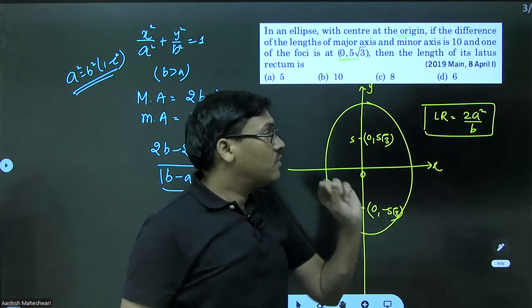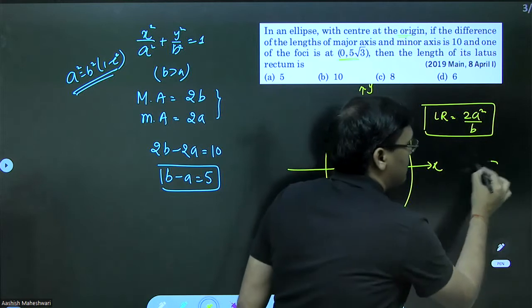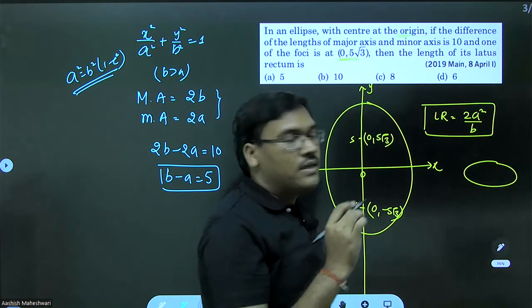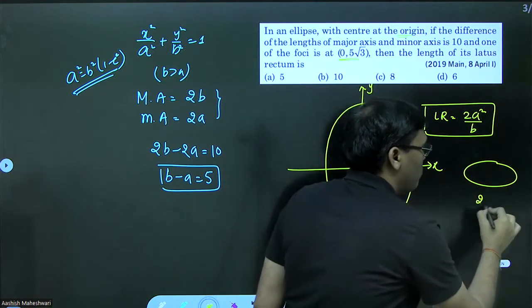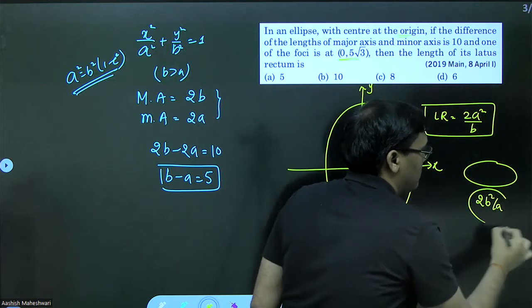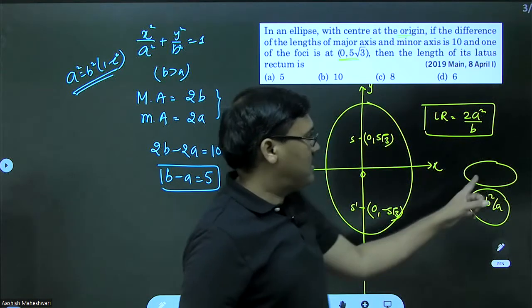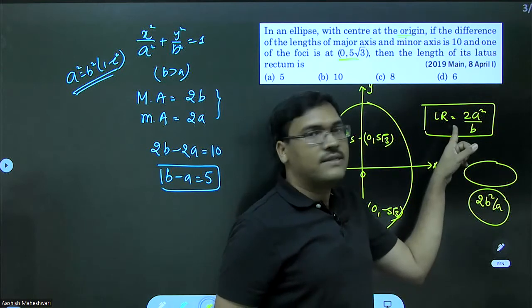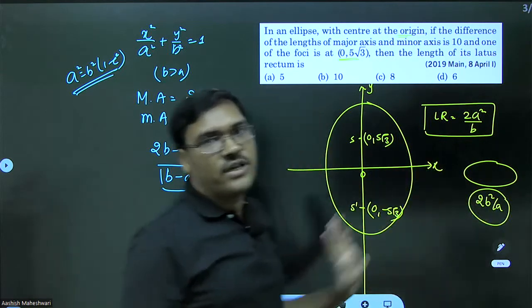If the ellipse is horizontal, what is the latus rectum for this? This is 2b square by a. So I am revising all the formulas for this. This is for a greater than b. This is for a less than b. So ultimately the question is you have to find the values of a and b.